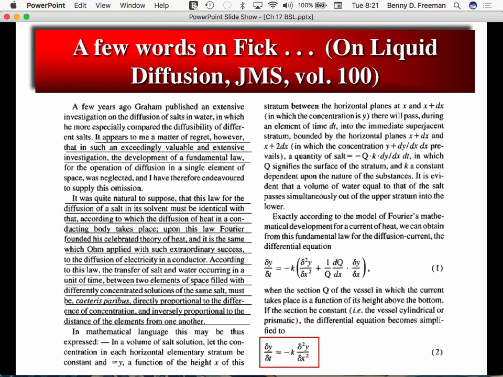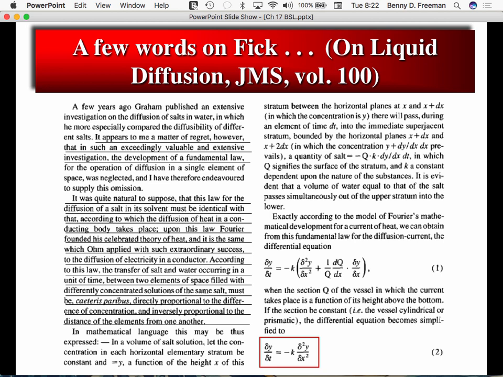And the next paragraph, I think, is the most striking. It was quite natural to suppose that this law for diffusion of a salt in its solvent must be identical with that according to which the diffusion of heat in a conducting body takes place. Upon this law, Fourier founded his celebrated theory of heat, and it is the same which Ohm applied with such extraordinary success to the diffusion of electricity in a conductor. And so Fick is using an analogy with Fourier's law in heat conduction, Ohm's law of conduction of electricity, as the rationale or the justification for what he's about to propose as Fick's law.